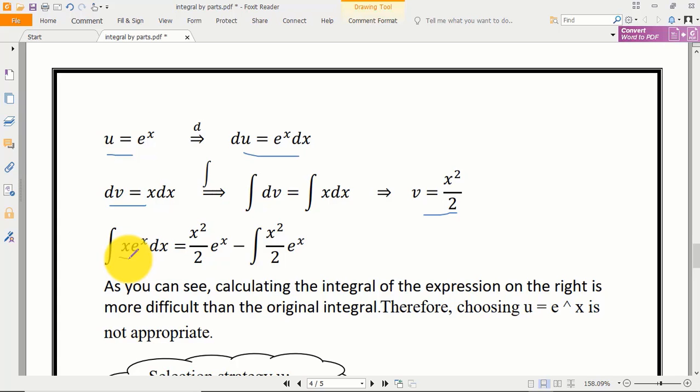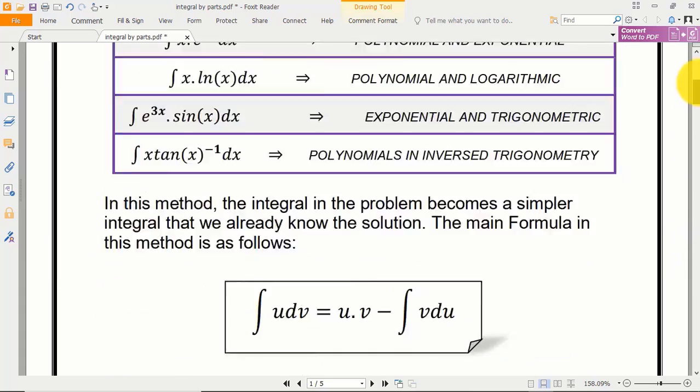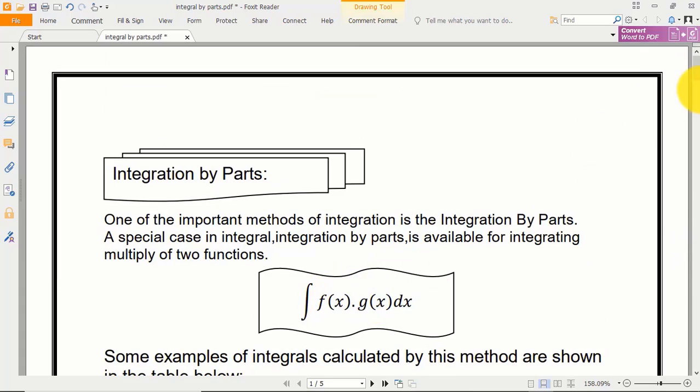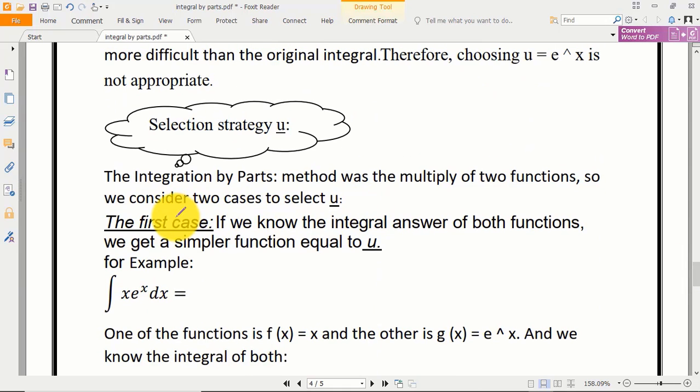Alright, the integral by parts method faces the integral of two multiplied functions, the integral of f of x multiplied by g of x. Now we face two cases. The first case is when we know the integral of both functions. Next, we evaluate the integral of the function that is simpler, and that will be picked as u.